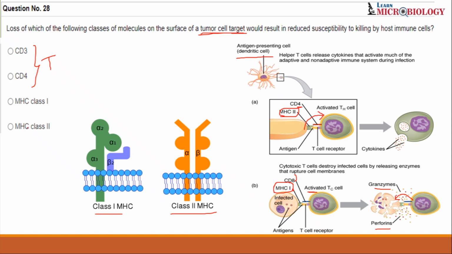So you can now identify which is the correct answer. The correct answer will be MHC class 1, because MHC class 2 is present in your antigen presenting cells while MHC class 1 is present in all the normal cells.